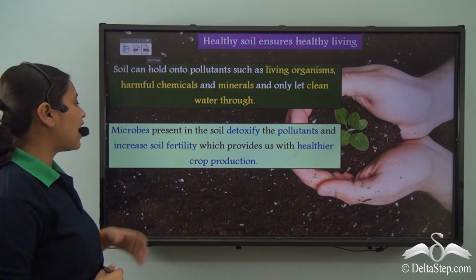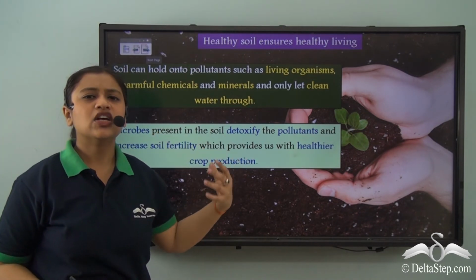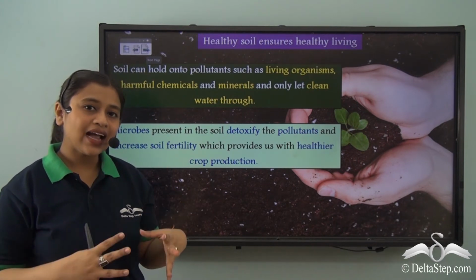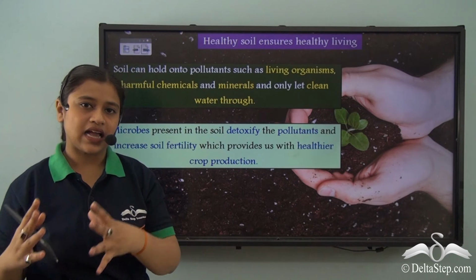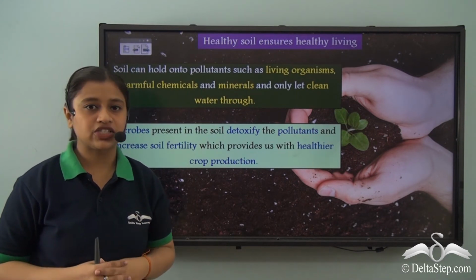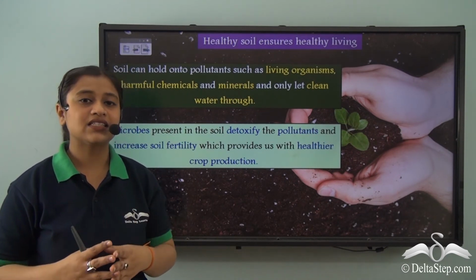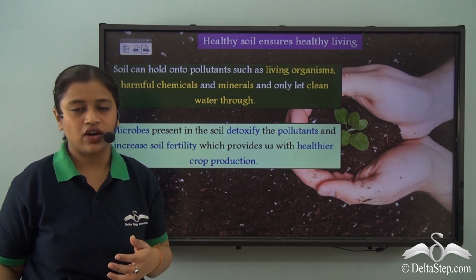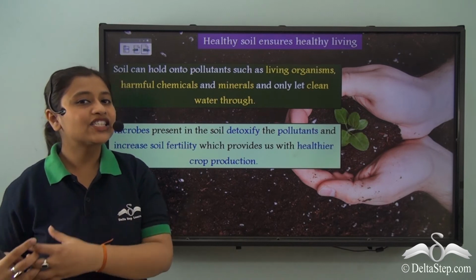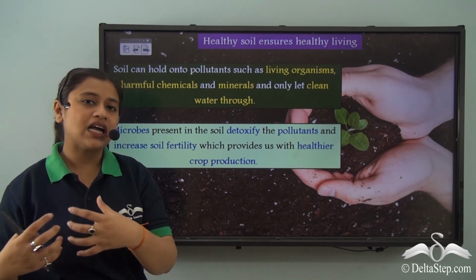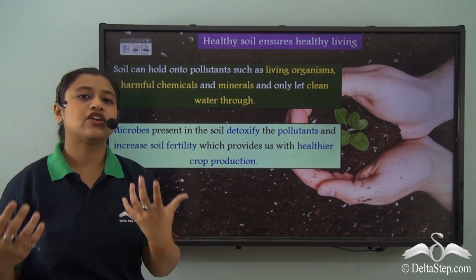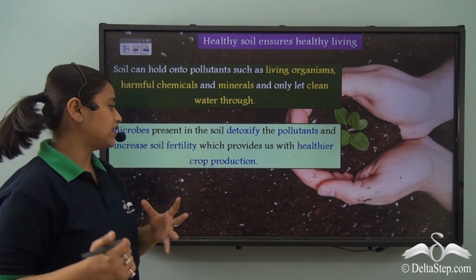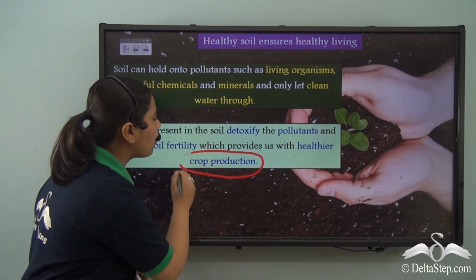Then we have the action of microorganisms. So we just learned a while ago that microorganisms act on the dead plants and animals, which leads to the formation of humus, that is the organic matter. This increases the fertility of the soil. So the more the action of microbes on these dead plants and animals, the more the formation of organic matter or humus, and the more fertile is the soil, which leads to healthier crop production.